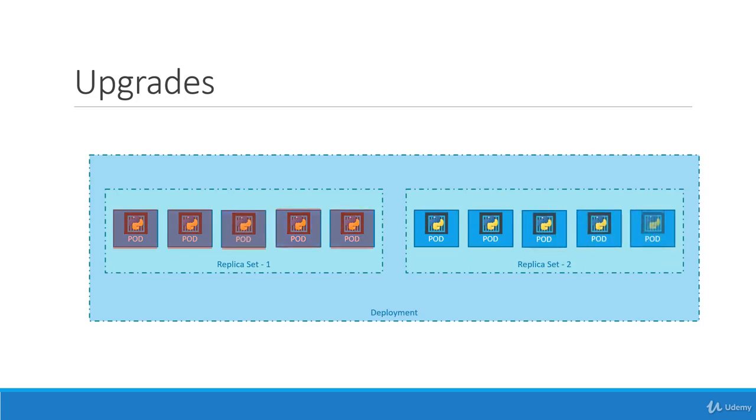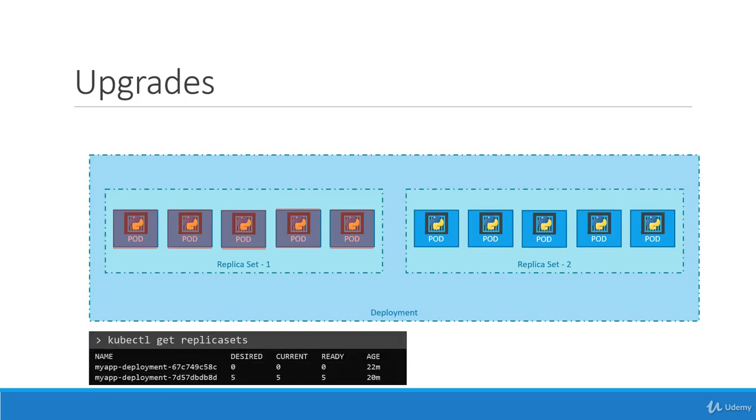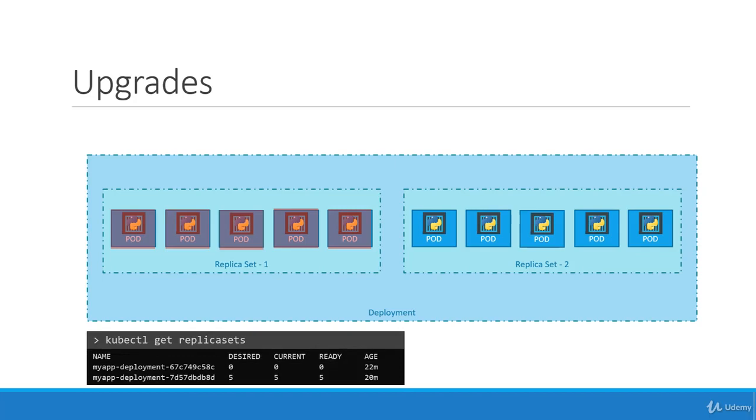This can be seen when you try to list the replica sets using the kubectl get replicasets command. Here we see the old replica set with 0 pods and the new replica set with 5 pods.